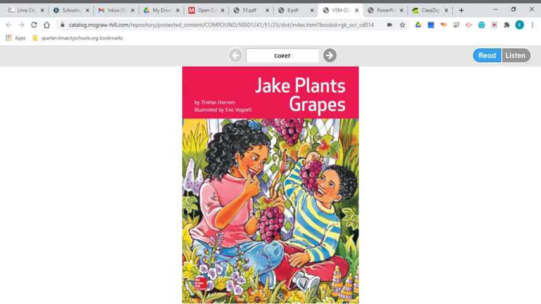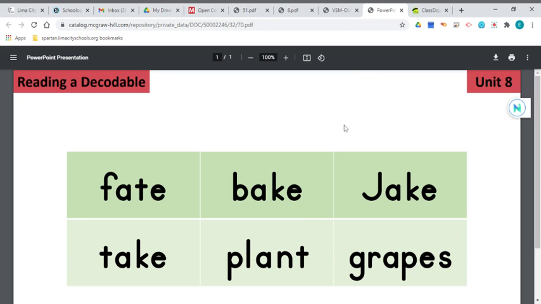Today, your decodable reader is called Jake Plants Grapes. Before we get started, we're going to need to take a look at some of the words that you'll find in your book so that we can stretch those out and figure them out here.